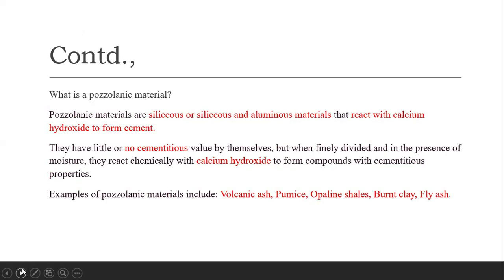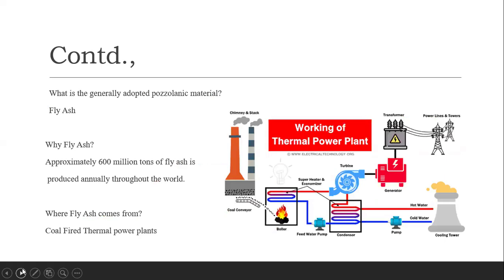So the examples of pozzolanic materials include volcanic ash, pumice, burnt clay, and another best example is fly ash. Fly ash is one of the commonly used pozzolanic materials in India. Why? Fly ash is a byproduct which is obtained from coal-fired thermal power plants.